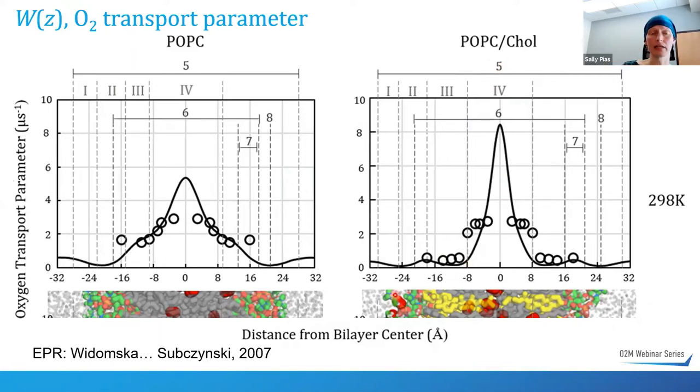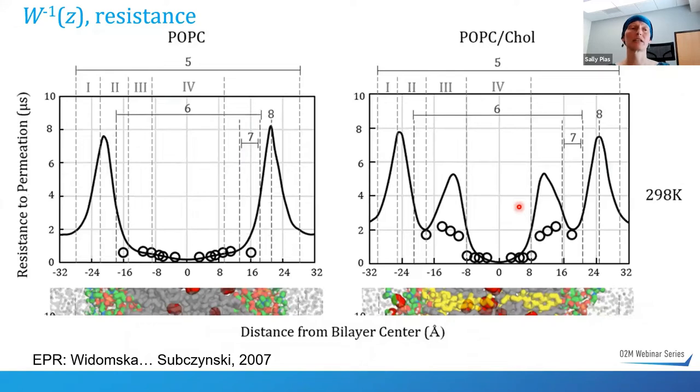Now, based on these oxygen transport parameter curves, there's another parameter, which is actually more closely related to the EPR measurements, which can be calculated, which is the inverse of this curve. Okay, so this one reflects more like the concentration curve of oxygen, whereas the next one is the inverse, which is called the resistance to permeation. So this is the inverse of that one. And they're the same plots, but just one over the value at each bilayer depth.